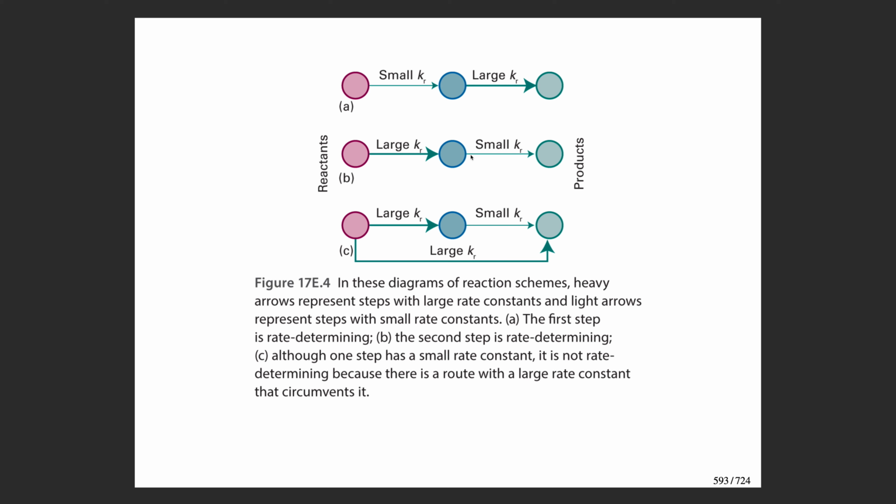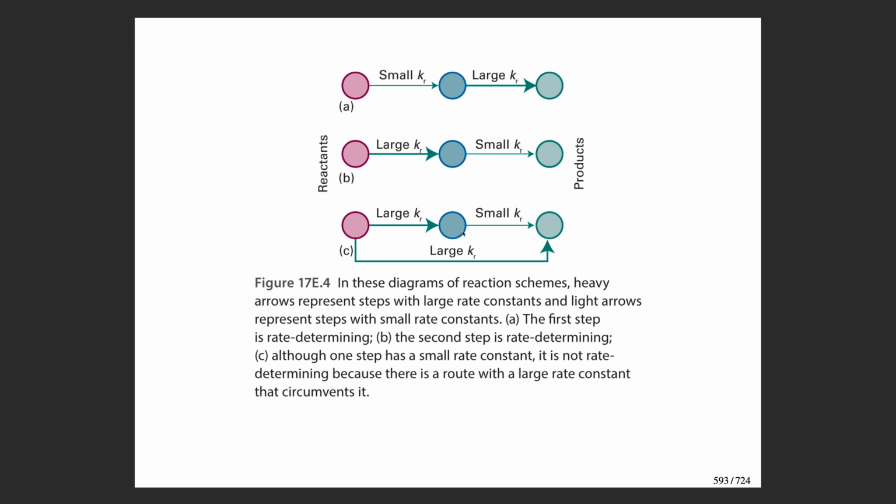It can get more complicated. Suppose we have a mechanism that follows a sequential sequence, but suppose that there's also a pathway which takes you from the reactant straight to the product as well. In this case, where the direct reaction also has a large rate constant and would therefore be fast, it really doesn't matter that this one has a small rate constant, because the reaction can proceed with that rate.